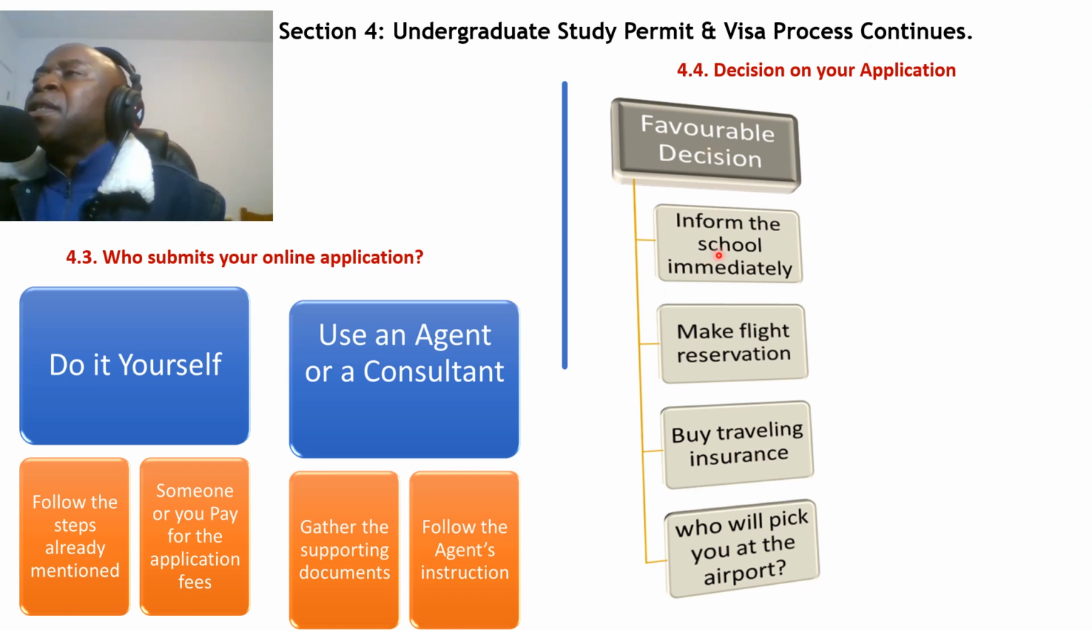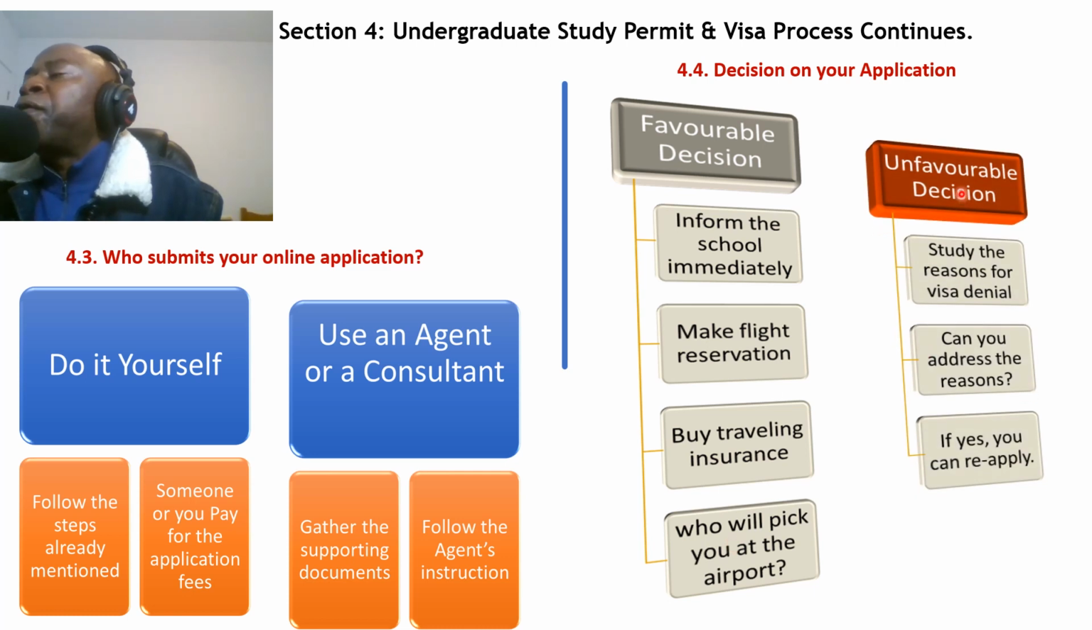So the first thing is you have to inform the school immediately. Then make a flight reservation. We always advise buying traveling insurance. Then when you inform the school, ask them whether they have the possibility of picking you up from the airport if you don't know anybody. So the question is, who picks you up at the airport?